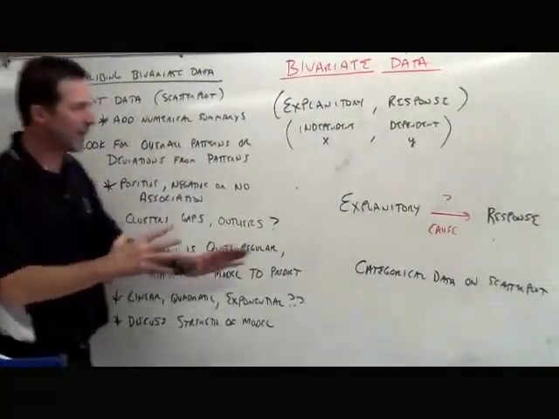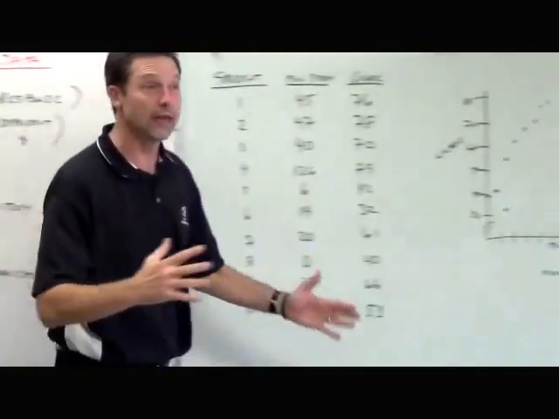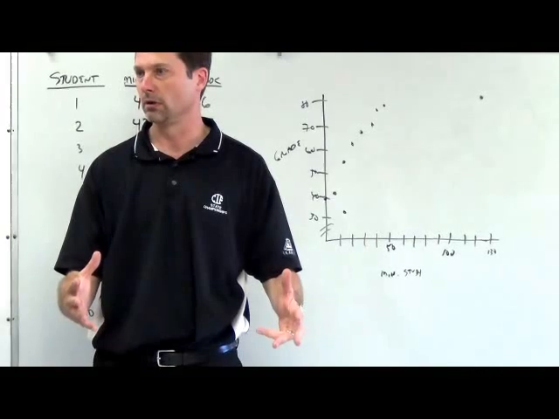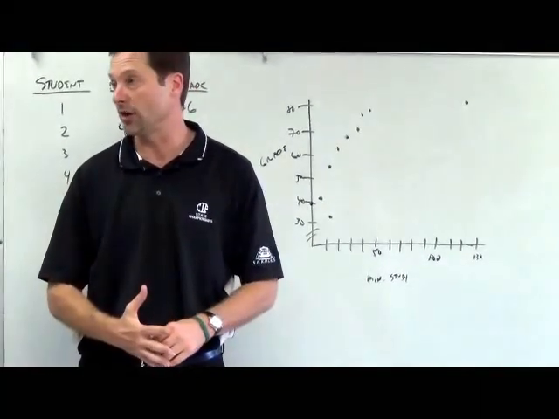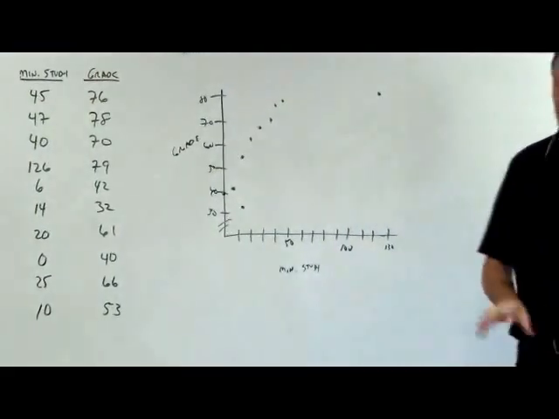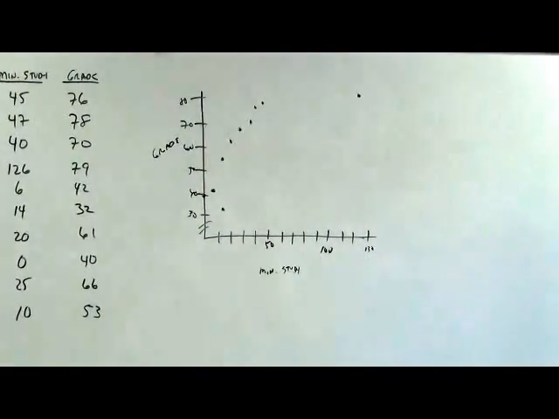Is there a pattern here? And better yet, if there's a pattern, can I come up with some sort of an equation for that pattern? And that's what we're going to be spending a lot of time on this chapter. So, you guys said there's a positive association. Do you think we could come up with some sort of mathematical equation for this?